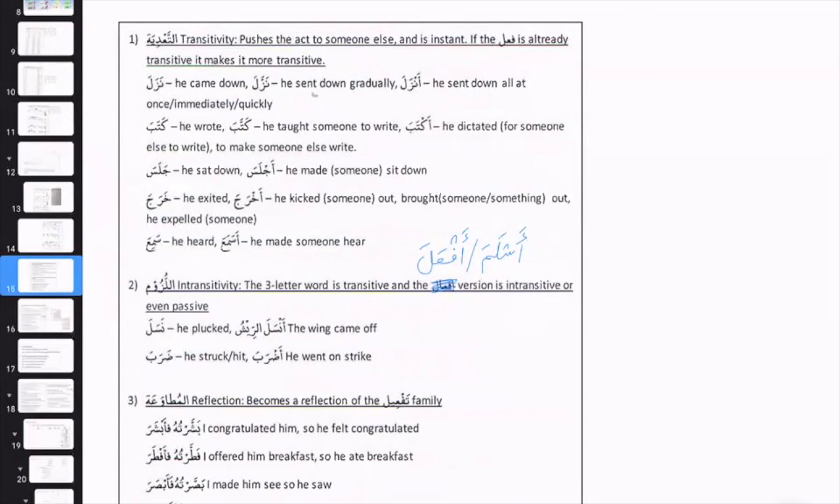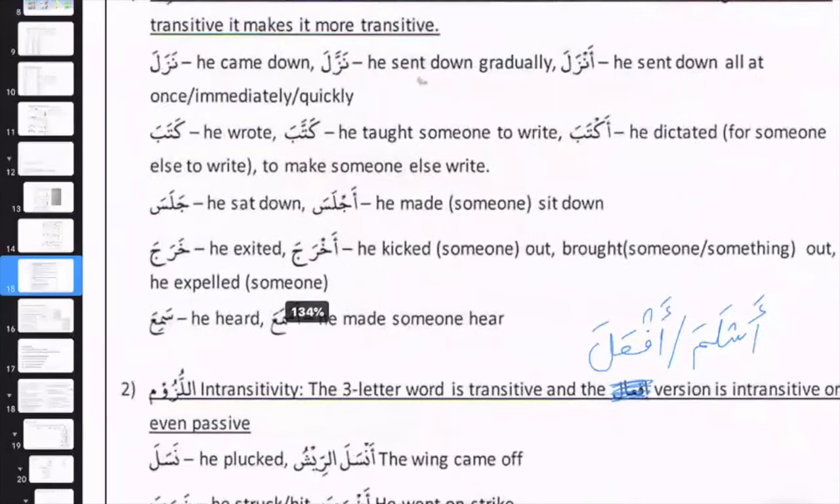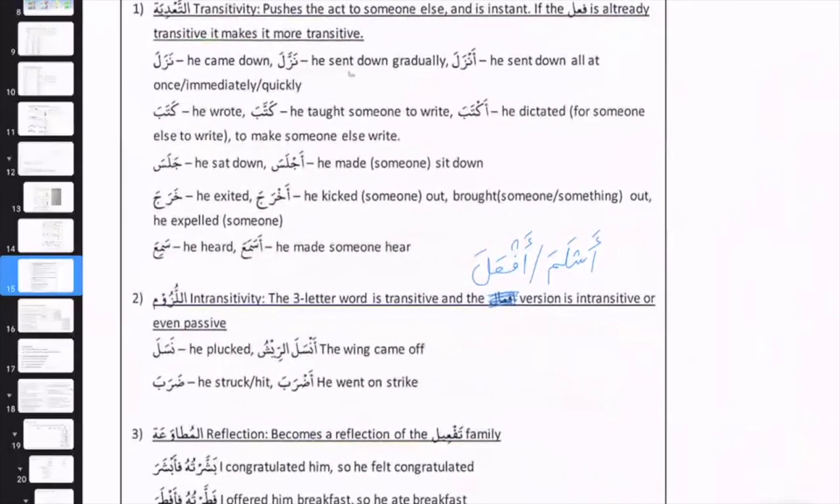Okay, so now, what are the implications of this family? First of all, it says that transitivity pushes the act to someone else and is instant. If the fail is already transitive, it makes it more transitive. Nazala means he came down, nazzala means he sent down gradually, and anzala means he sent down all at once, immediately and quickly.